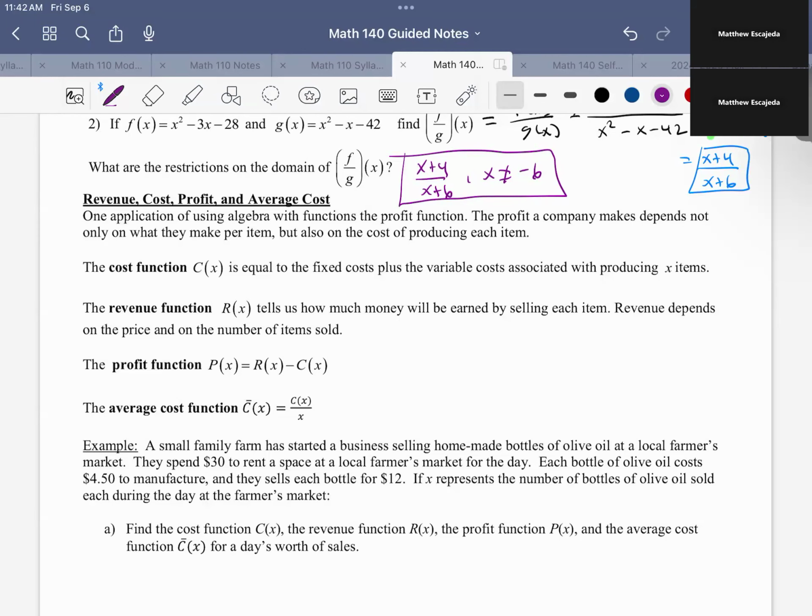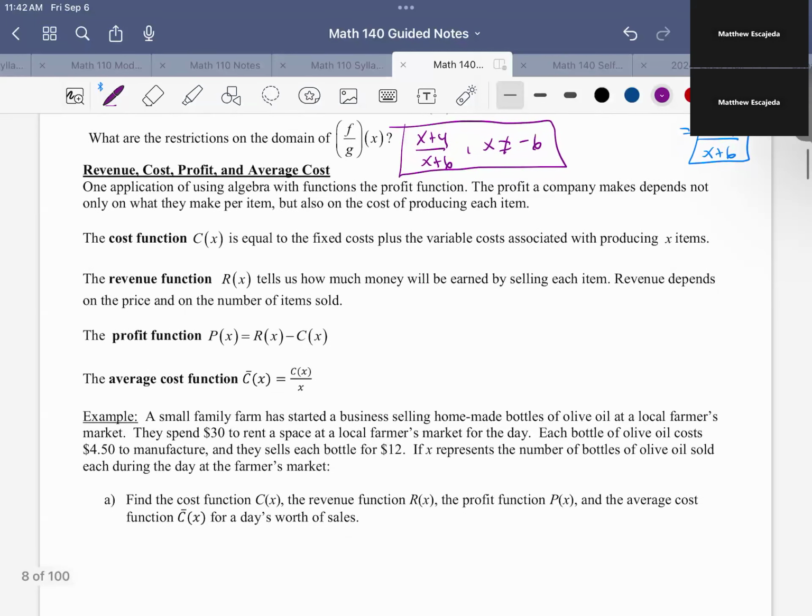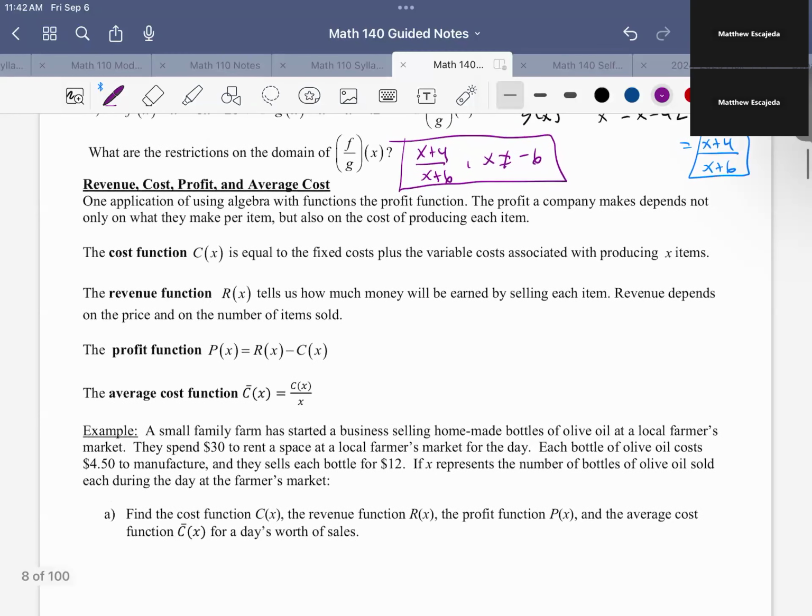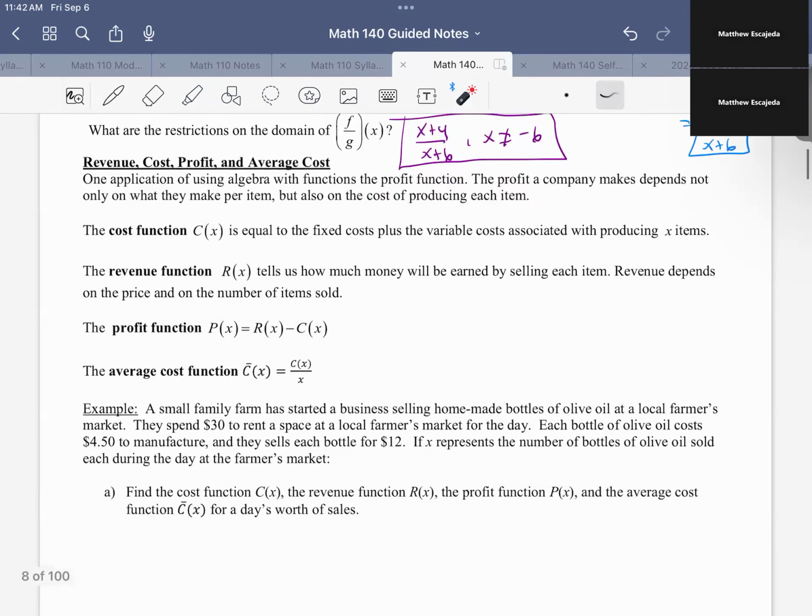Okay, welcome back everybody to 1.2. Let's go ahead and cover the next topic: revenue, cost, profit, and average cost. One of the main applications of using algebra with functions is the profit function. The profit a company makes depends not only on what they make per item, but also the cost of producing each item, right? So let's go over some basic vocabulary of these types of functions.